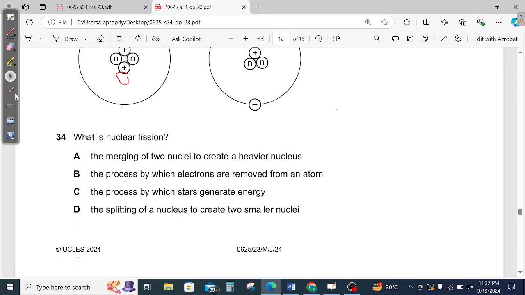What is nuclear fission? Nuclear fission reaction basically exists in nuclear reactors and to make atom bomb. So in nuclear fission reaction, remember, the definition of this reaction is that when a slow moving neutron is bombarded on the heavy nuclei, that is uranium, then uranium will split into daughter nuclei with a huge amount of emission of radiation. Okay, so let's check the options.